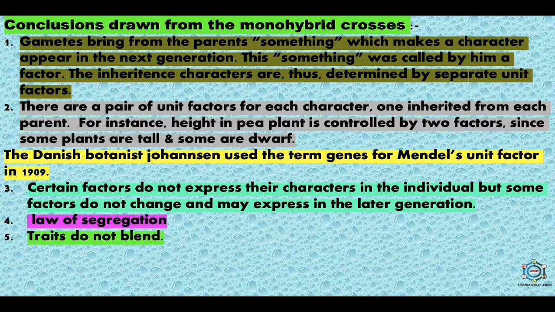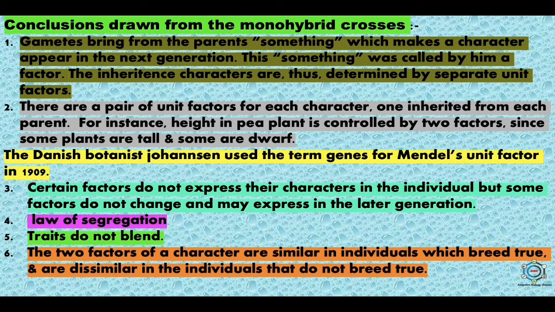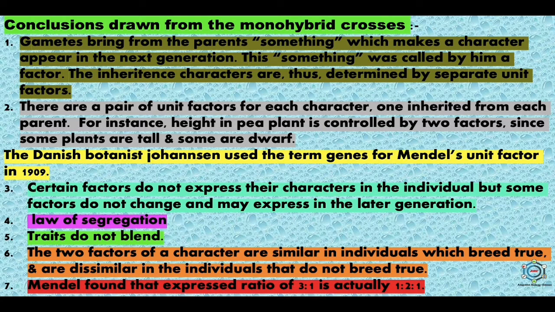Now, the traits do not blend according to the monohybrid crosses. Mendel noted that none of the plants in the F1 generation was intermediate in size between the two parents. From this, he assumed that blending of characters does not occur. The two factors of a character are similar in individuals which breed true and are dissimilar in individuals that do not breed true. Mendel found that the expressed ratio of 3:1 is actually 1:2:1. Here, this 3:1 ratio is called Mendel's monohybrid phenotypic ratio and the 1:2:1 ratio is called Mendel's monohybrid genotypic ratio.